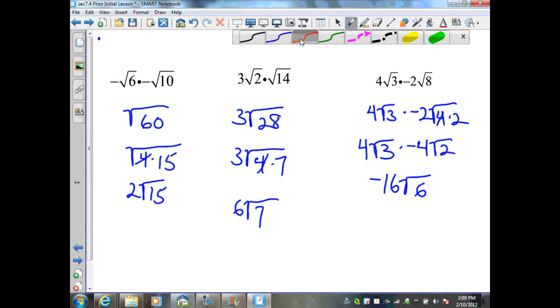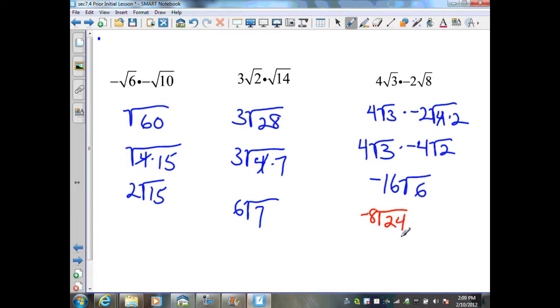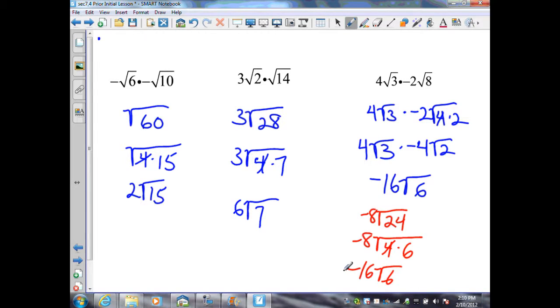Again, I could have just multiplied them together and got a negative 8 square roots of 24. Then I could have broken that into two factors, one being a perfect square, 4 times 6. The square root of 4 is 2. 2 times a negative 8 is a negative 16. And 6 stays in the radical. Again, the same solution. This is usually quicker unless the numbers are large.